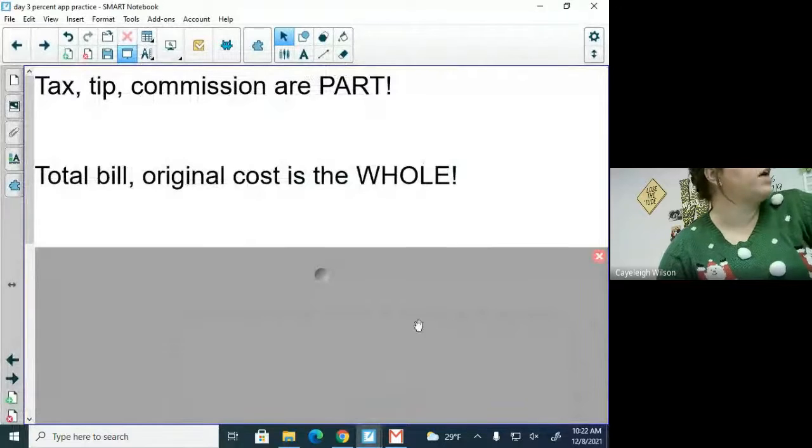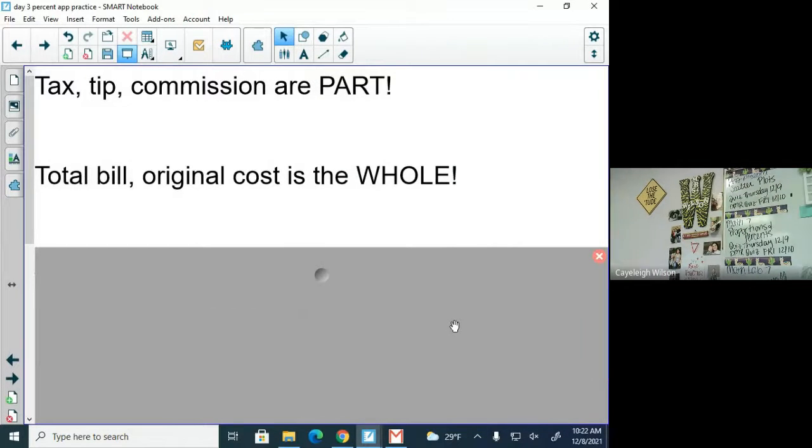So if they are asking you for a tax, a tip, or a commission, tax, tip, and commission are always part. They are always just part of something. If they ask you for the total bill, the original cost, that is the whole.